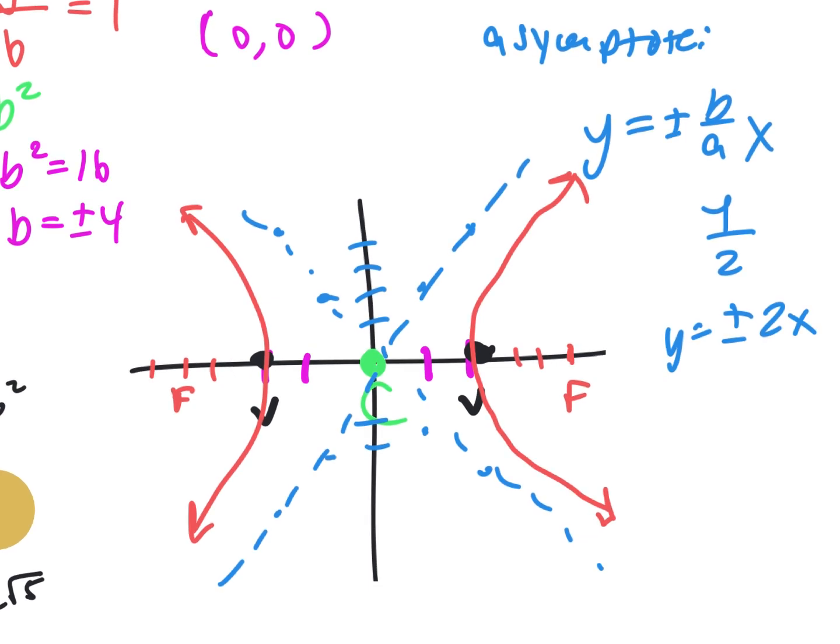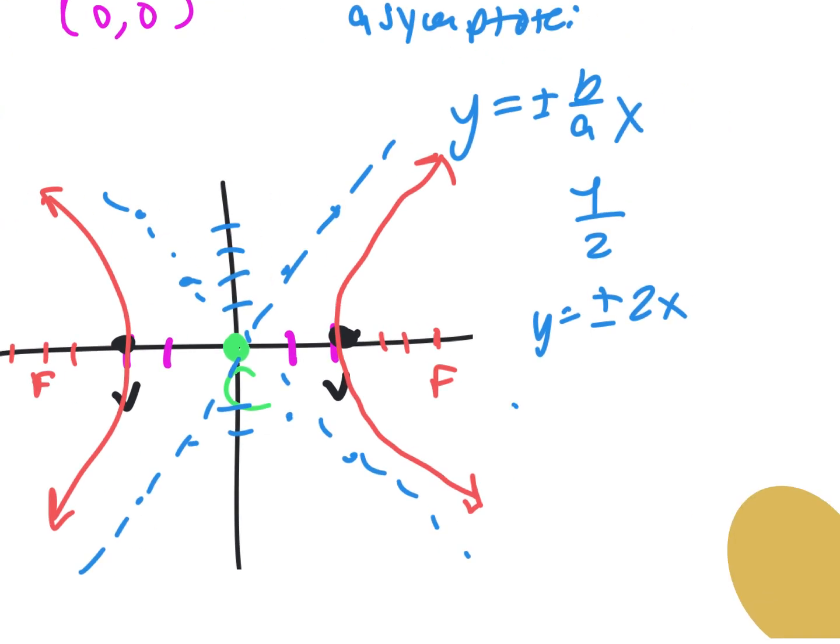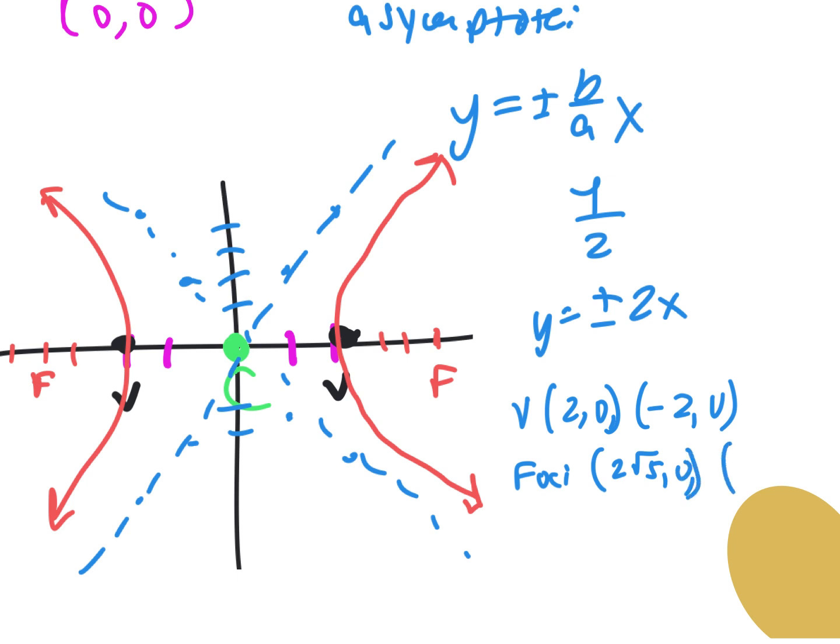So if you were asked on a test to identify the vertices, you guys already found them. Your vertices were at 2, 0 and negative 2, 0, right? Your foci were at positive 2 root 5 comma 0, and negative 2 root 5 comma 0, right?